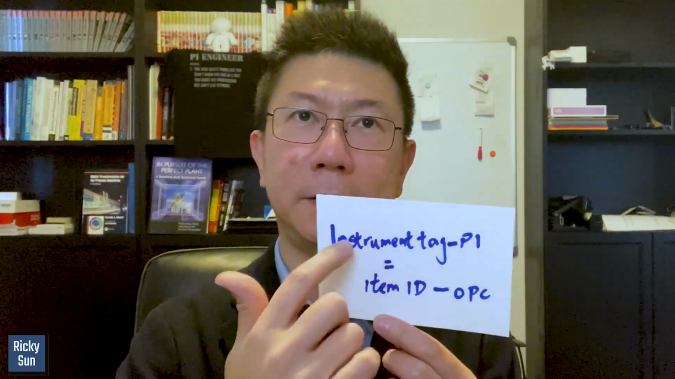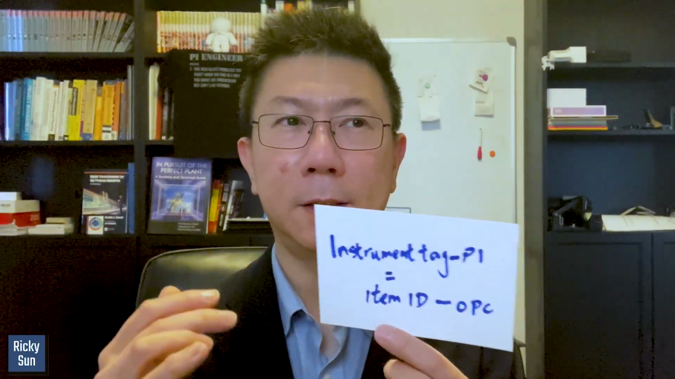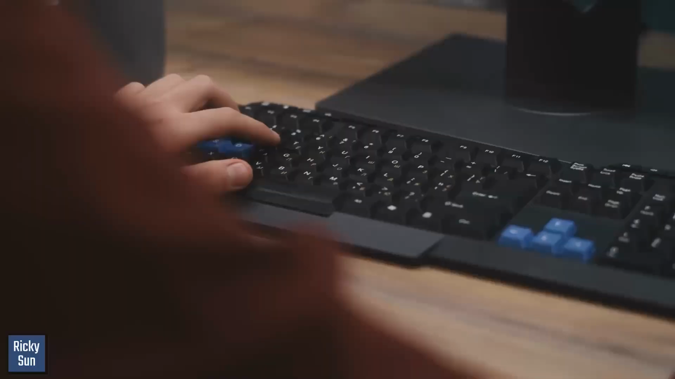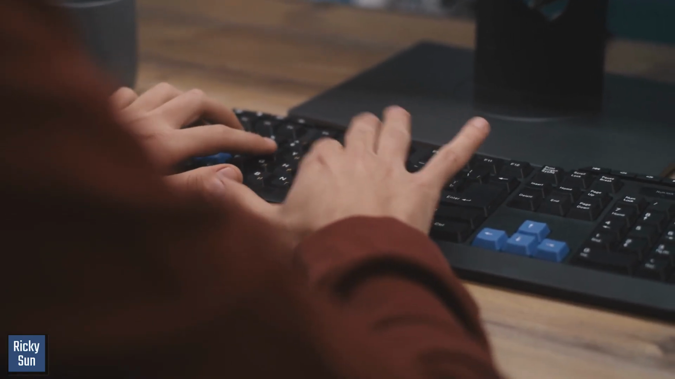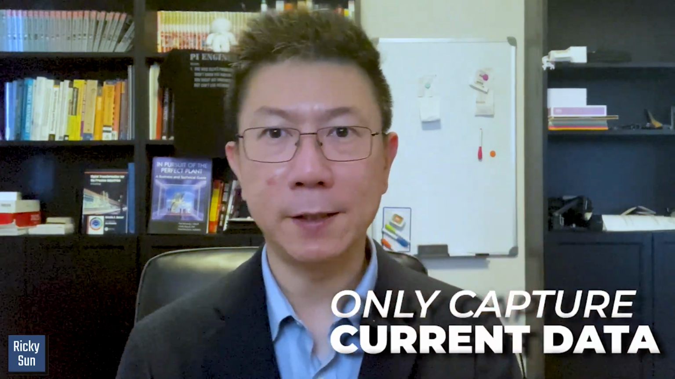So that is the instrument tag, a tag attribute where you need to fill in your item ID so that both will link together and then collect data. Another thing about the PI interface for OPC DA is that it only captures current data, so it doesn't go back to history.